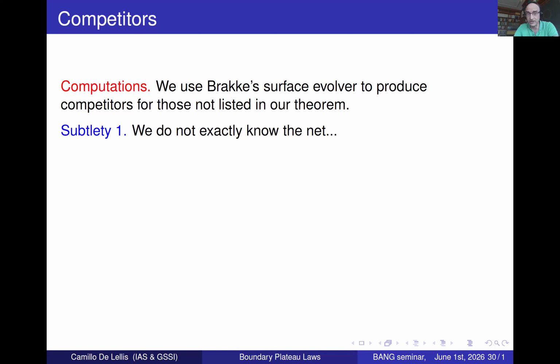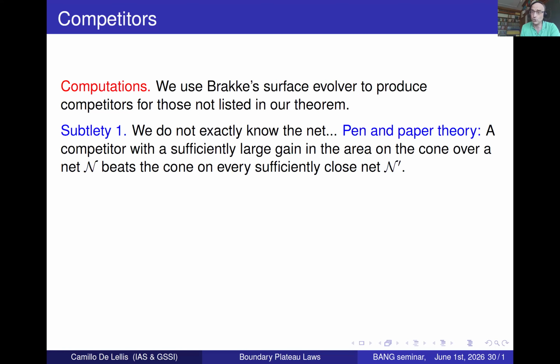The first subtlety is that we do not exactly know the net, right? We only know it up to some approximation. So we need to prove with pen and paper that if you show me a competitor for the approximation, then I can transform it to a competitor for the theoretical net, which I don't even know if it exists, but I know that if it exists, it's nearby. So this needs pen and paper to be done.